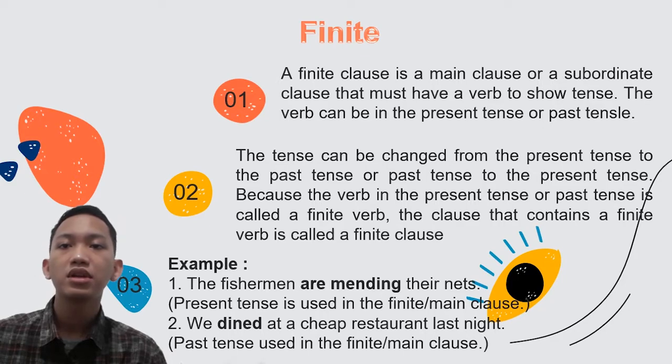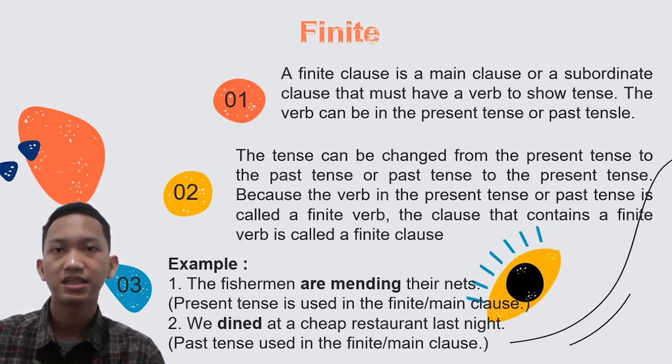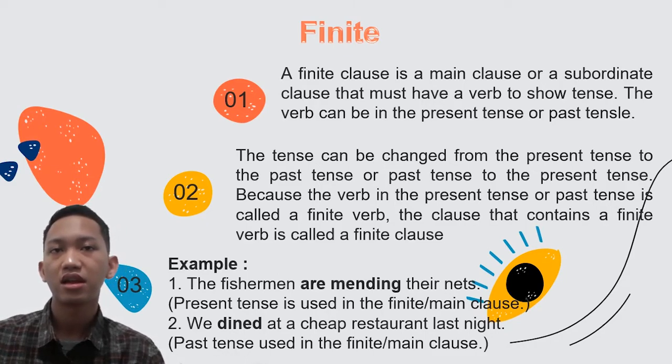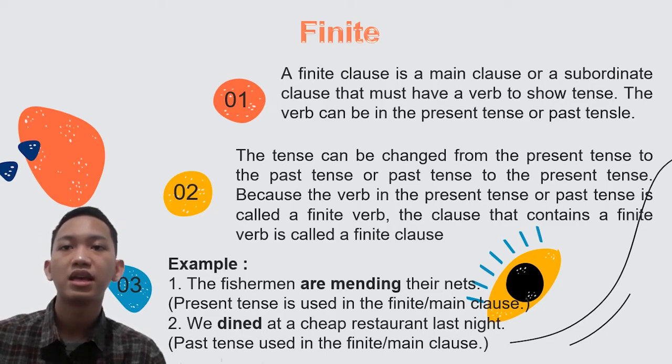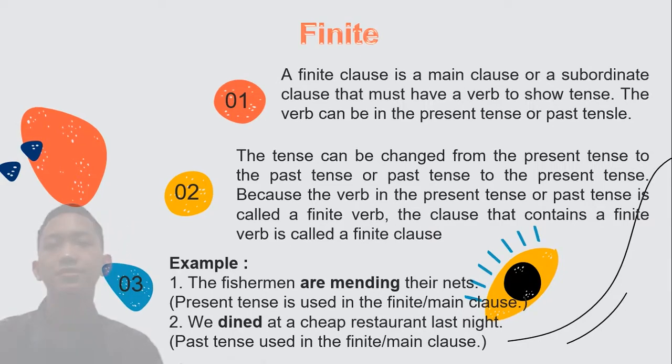And I will give you 2 examples so you can understand what I say. The first, the fishermen are mending their net. In this example, present tense is used in the main clause. And the second example is we dined at the cheap restaurant last night. In this example, past tense is used in the main clause.